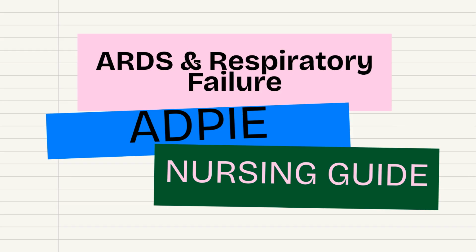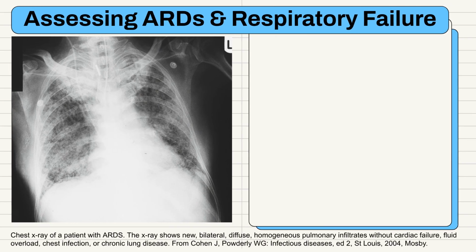These conditions are life-threatening, with a 50% mortality rate for ARDS, so understanding them is key to providing safe patient care. We'll use the ADPIE nursing process: assessment, diagnosis, planning, implementation, and evaluation, to break it all down, plus some exam tips to help you shine. Let's get started. First up, assessment.